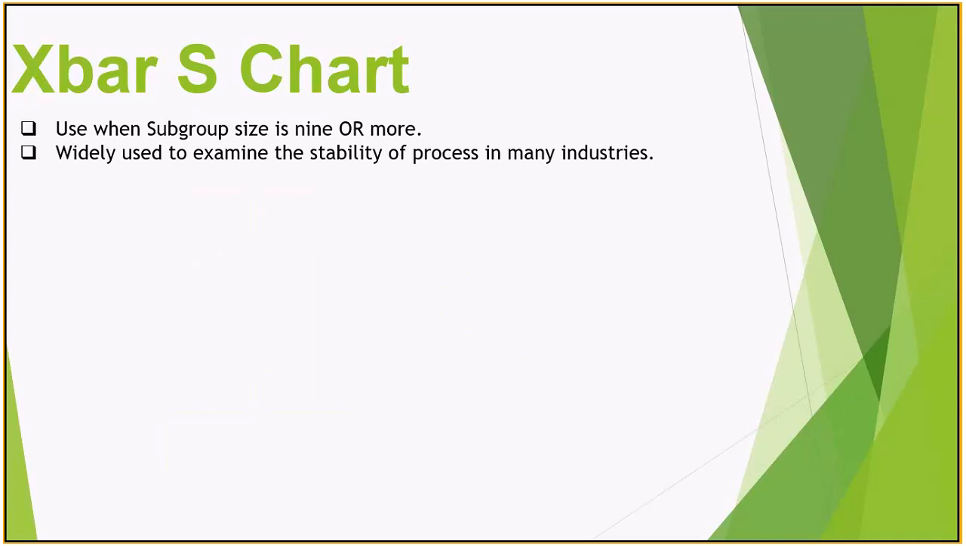Now, X bar S chart, as I mentioned, you have to use when your subgroup size is 9 or more. Now, when do we widely use the X bar chart? Widely, we want to check the stability of the process. Then you have to use the X bar S chart. Now, please understand the meaning of X bar and S.